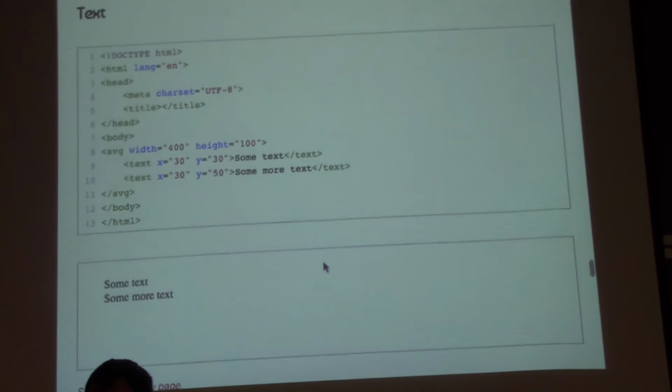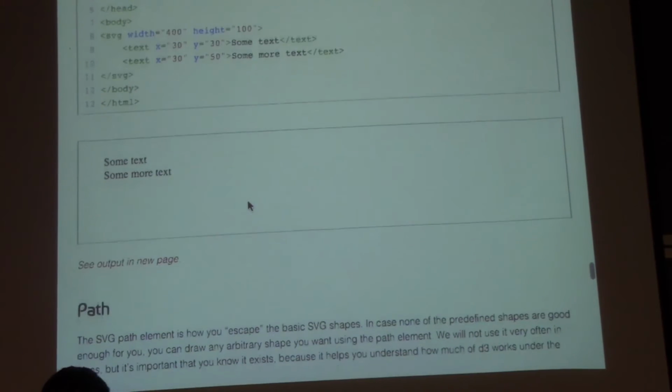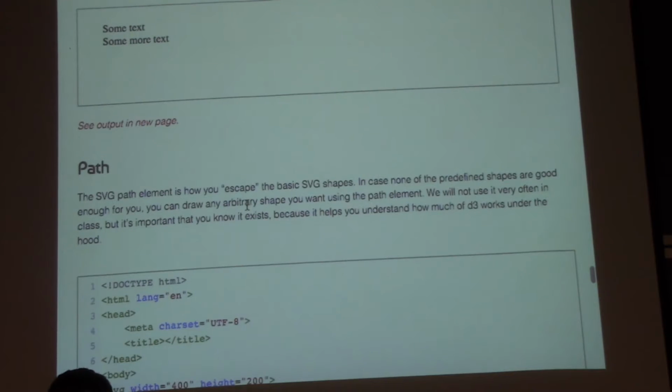Okay, so you can render text. Not surprising, but you will actually need this quite a bit because labels are of course also important in visualizations. And yeah, you can specify X and Y position and then the text. So again, not very surprising. The path element is a little bit more complicated.